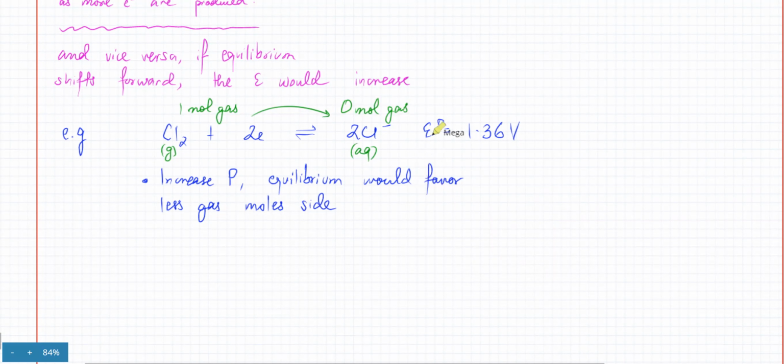And if it shifts in the forward direction, the new potential is going to be greater than 1.36. It's not going to be a very drastic increase or decrease. It's just going to be a very slight increase in most cases, probably 1.45 or 1.4 volts, but it's going to increase. Okay, Aisha, Sara, is this clear?